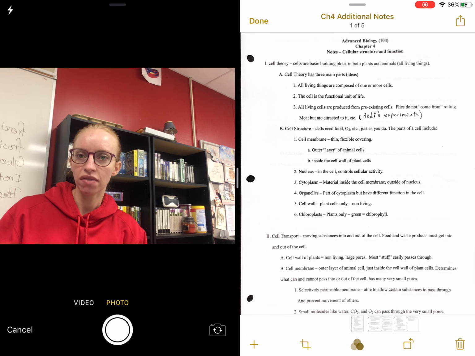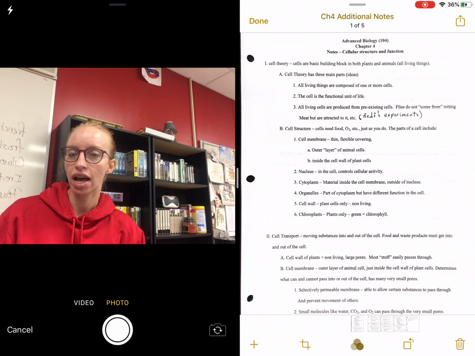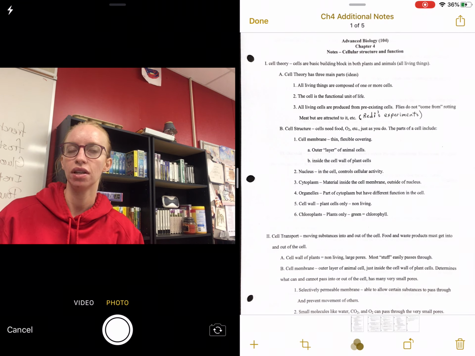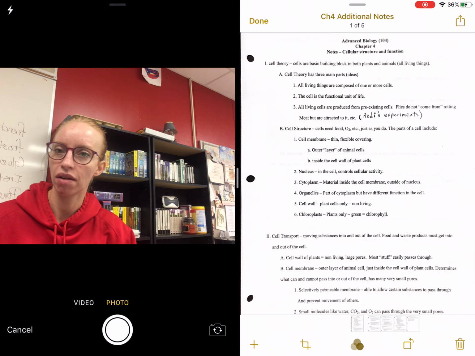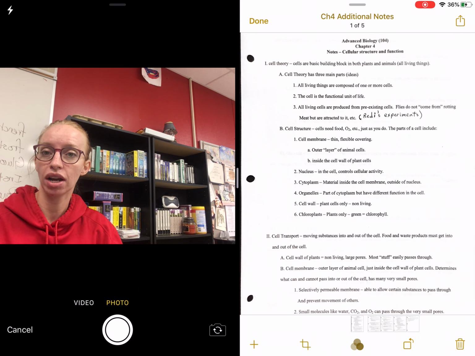But the first part of it, talking about the cell theory, I covered already. Cell structure: these are just parts that most eukaryotic cells have in common. All cells have a cell membrane, they all have DNA, they all have cytoplasm, and in that cytoplasm they all have ribosomes. So those are 4 parts that all cells have in common, whether they're prokaryotic or eukaryotic.